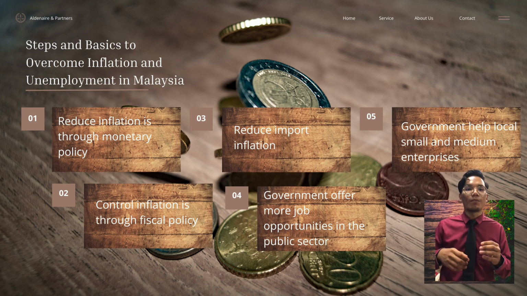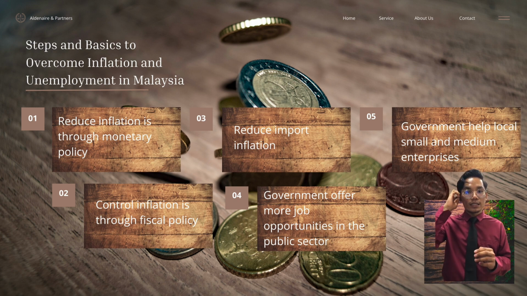In addition, improving the skills and employability of graduates is essential to meet industry demand and reduce unemployment. For example, the government can help graduates by providing financial assistance to attend skill courses and improve their skills.